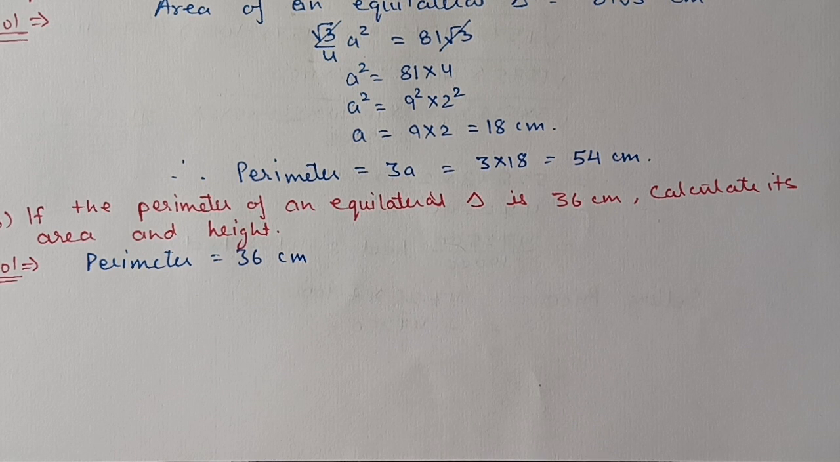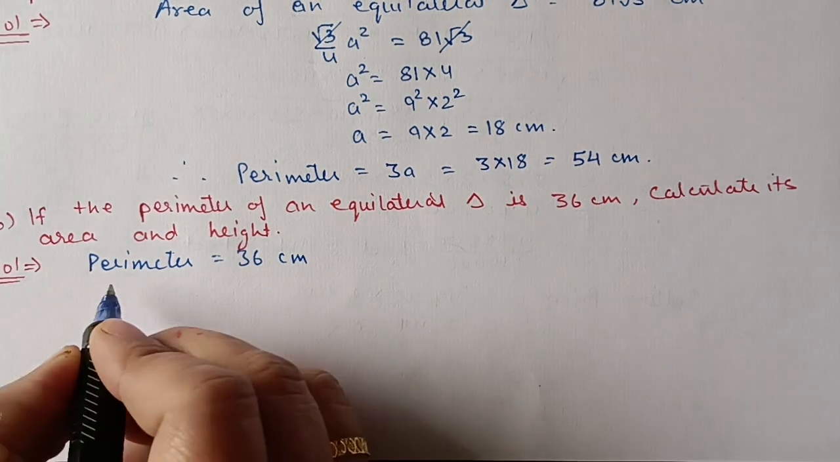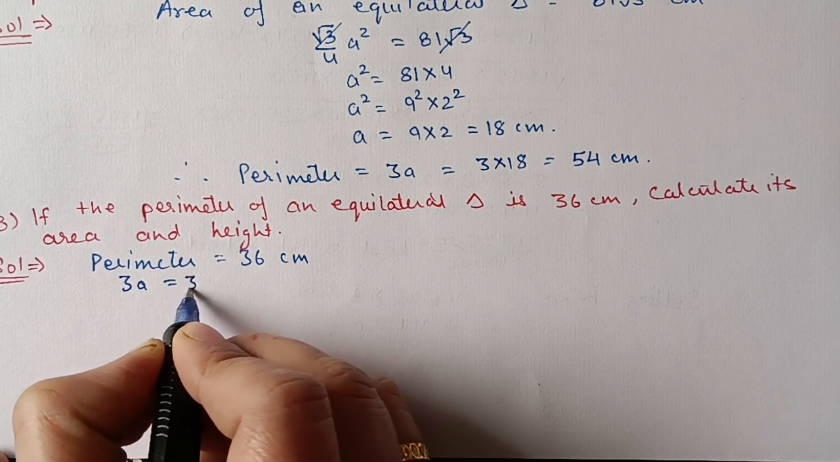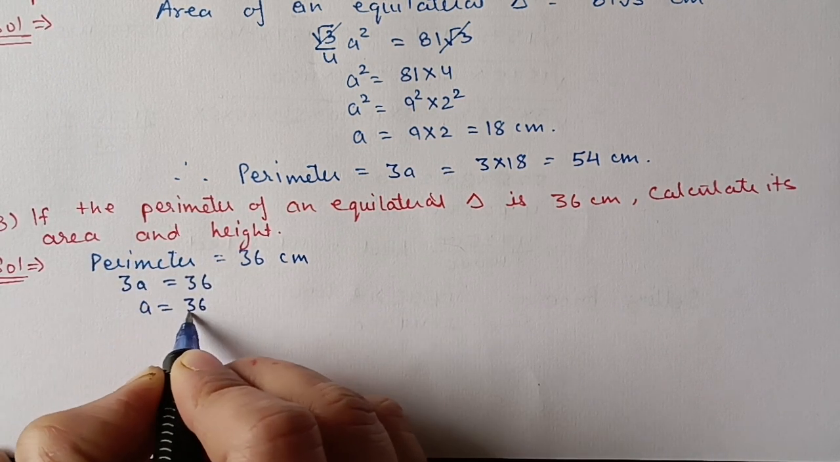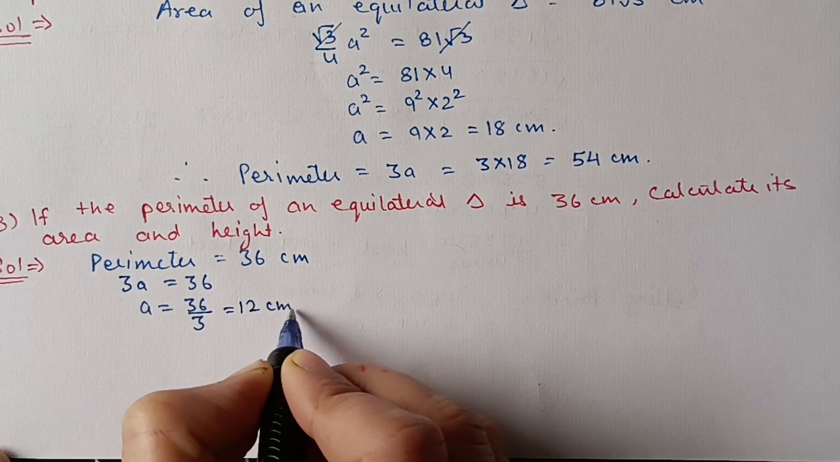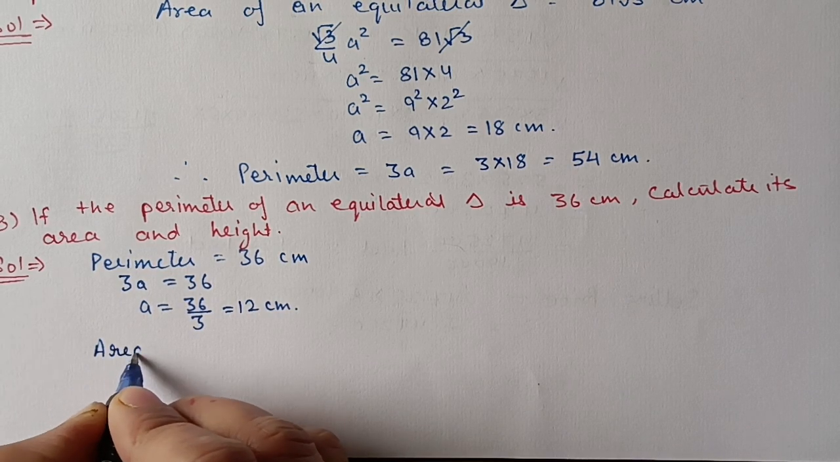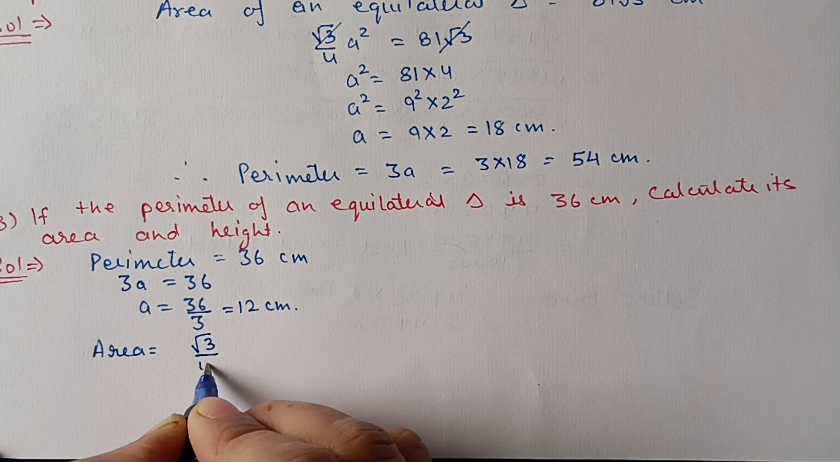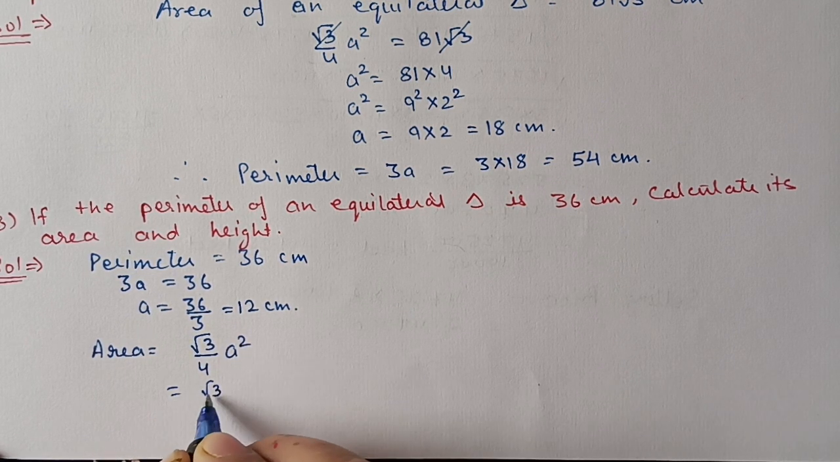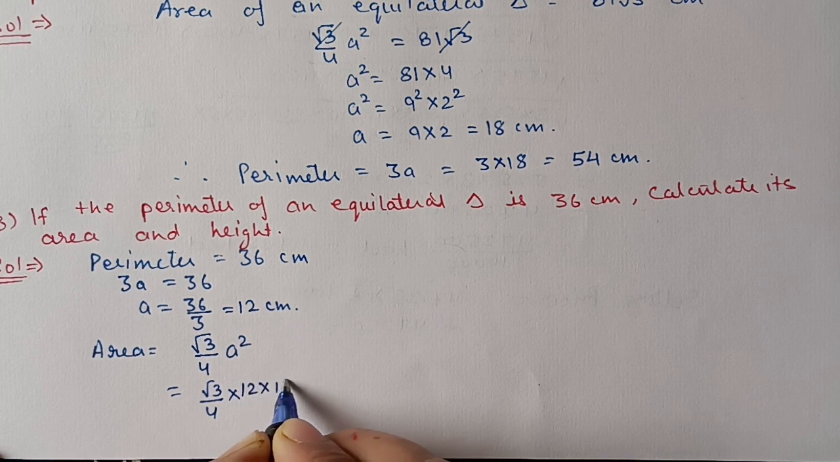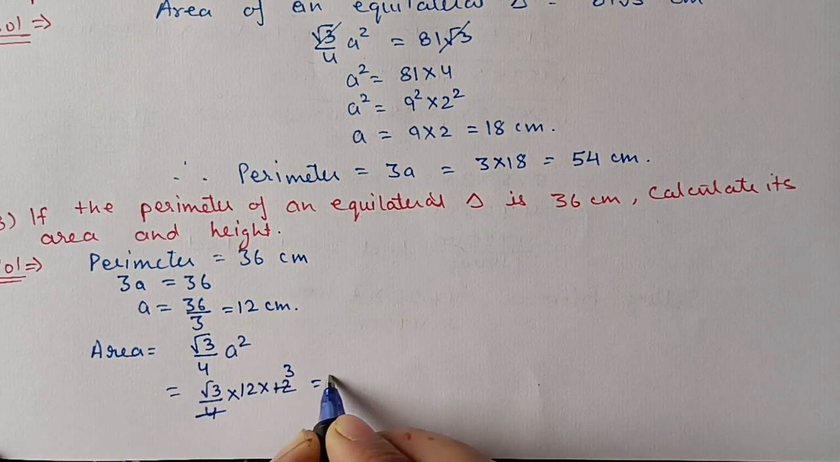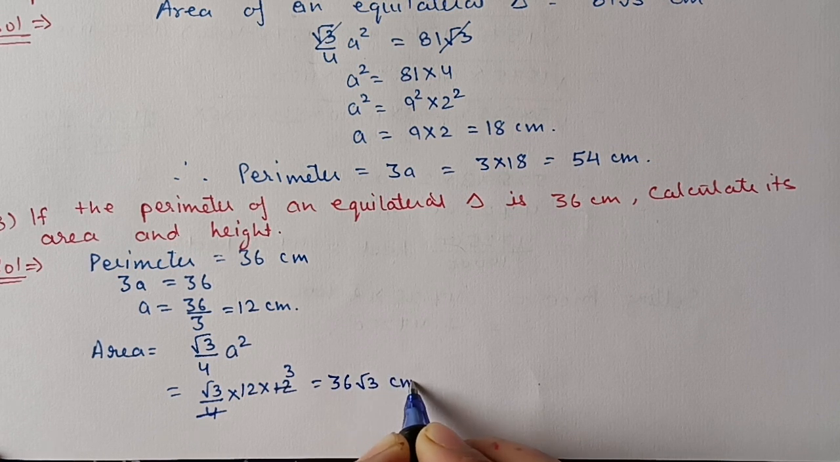Next question number 8. If perimeter of an equilateral triangle is 36 centimeter, calculate its area and height. So with the help of perimeter, first we will find out the side because it is an equilateral triangle. So all three sides will be equal. So perimeter will be 3a equal to 36. So a will come 36 by 3 equal to 12 centimeter. So one side is equal to 12 centimeter. Now we can find out area. Area is equal to root 3 by 4 a square. Root 3 by 4, 12 into 12. You can cancel out. 4 3s are 12, so 36 root 3 centimeter square is its area.